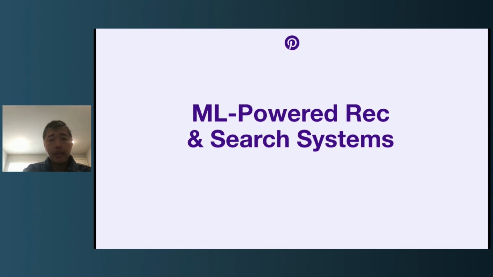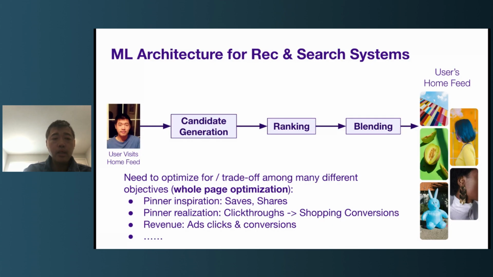So with this data and signals, now I would like to talk a bit about the machine learning powered recommendation and search systems at Pinterest. These systems enable our pinners to have an inspiration to realization journey on Pinterest discovery surfaces, including home feed, search, and related pins. So let's use home feed as an example. And this is a very common machine learning architecture, and it is generally applicable to related pins and search as well. The only difference is that the search would come with a query as well.